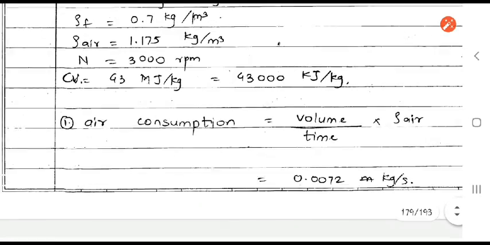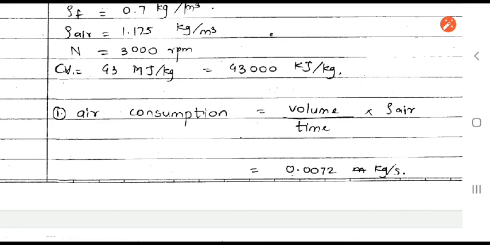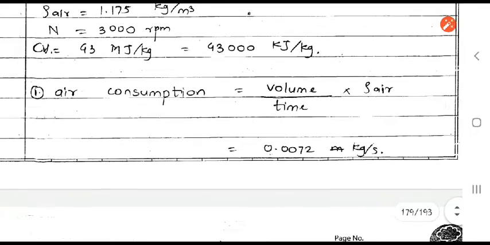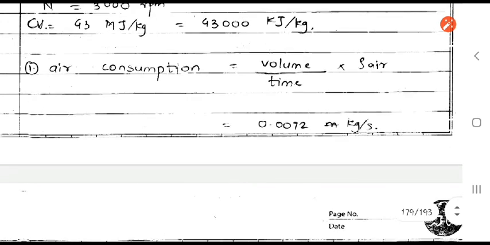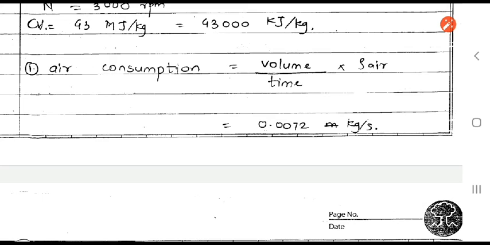Now to solve such kind of problem, we have to calculate first the air consumption. We have the simple formula of air consumption by relation, volume per unit time into density of air. Put the values and we can get the answer. Air consumption is equal to 0.0072 kg per second.